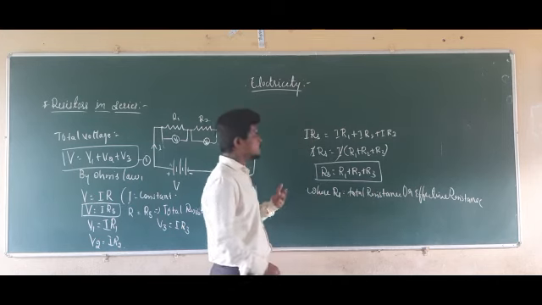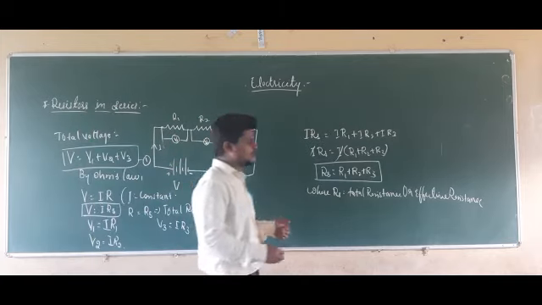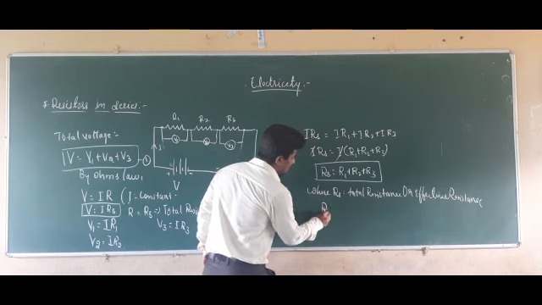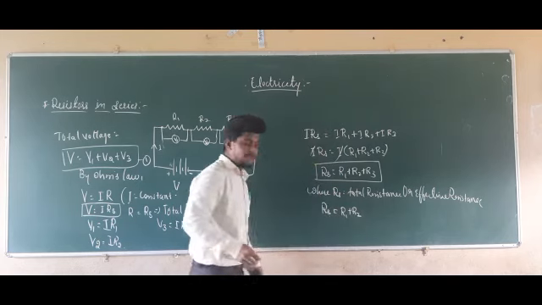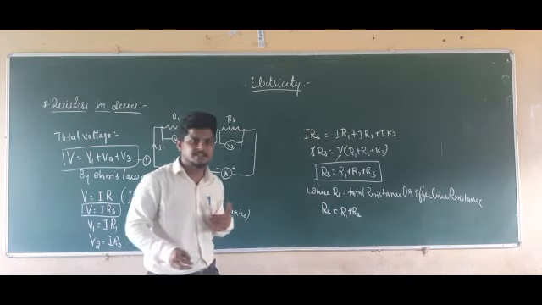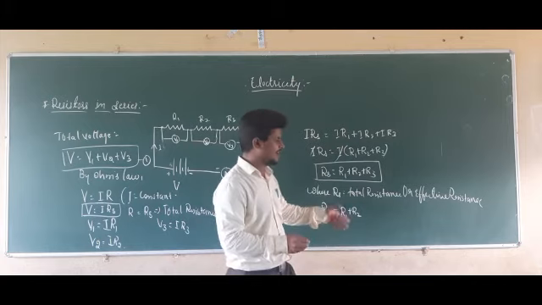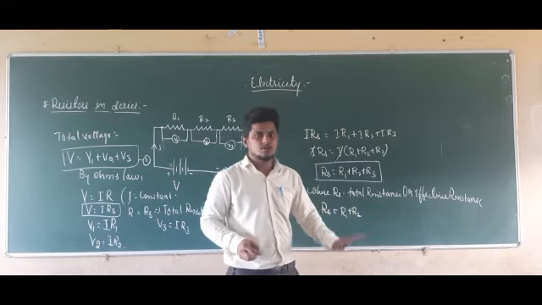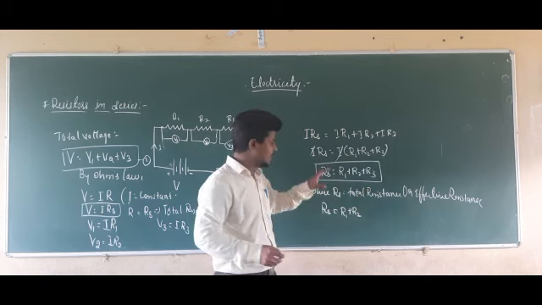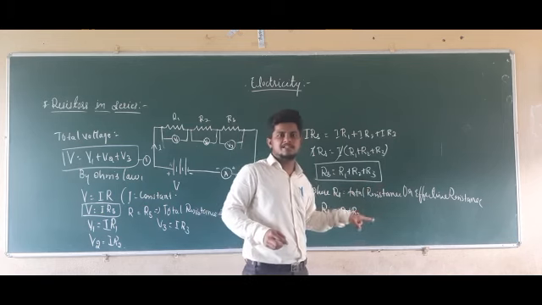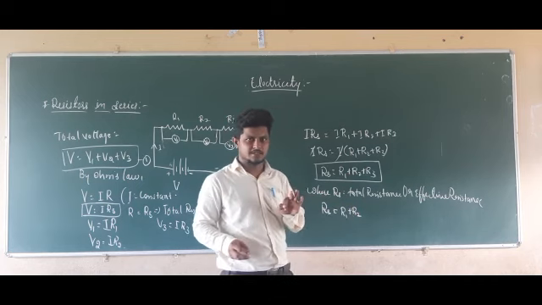If they give two resistors instead of three, the effective resistance will become RS equal to R1 plus R2. If they give four resistors connected in series, then the total resistance will become RS equal to R1 plus R2 plus R3 plus R4. So always remember, the total resistance in series connection is the sum of the resistances of each resistor.